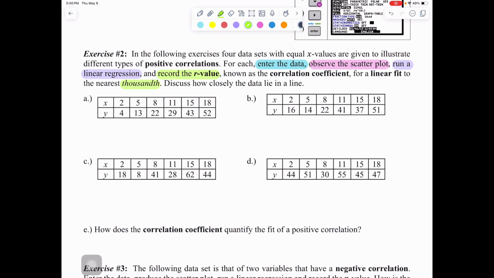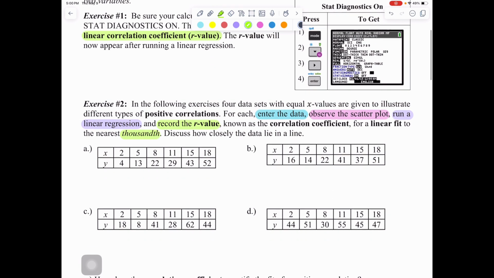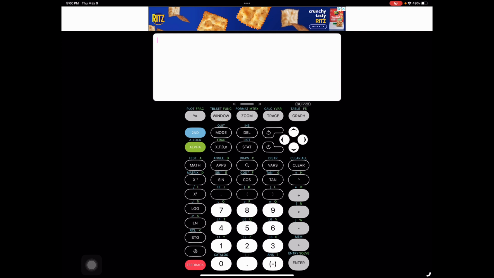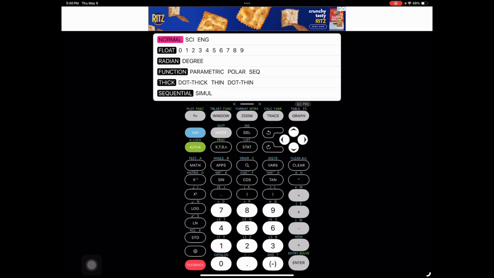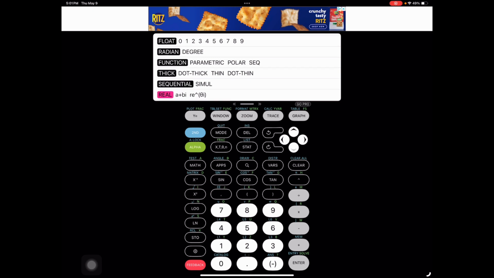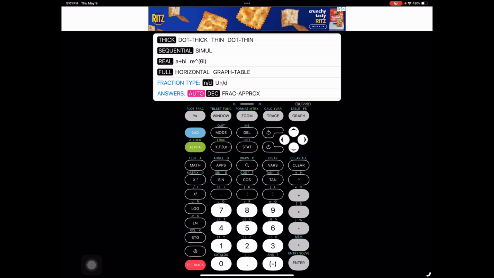So I'm going to take a look at A, and you're going to want to go to your graphing calculator. And the first thing I want to do is show you how to turn stat diagnostics on. To get to the stat diagnostics screen, you want to just hit the mode key. So the mode key is right next to second. And when you do that, you see all these options. If it's dark, or in other words, highlighted, that means that's what it's set to. So right now it's on normal, float, radian, function, all these things. We need to scroll all the way down.